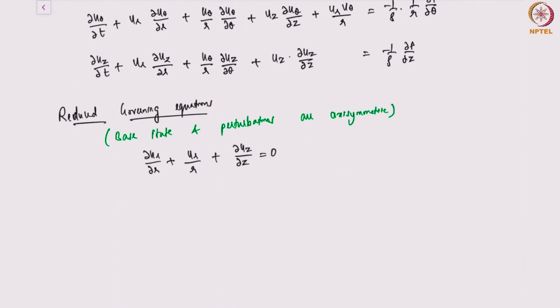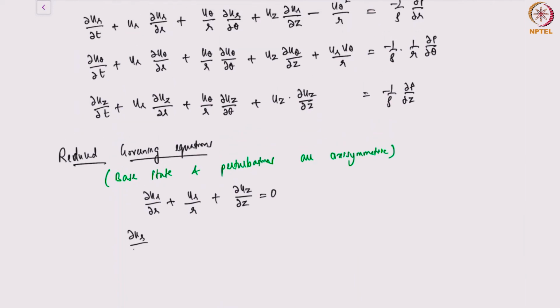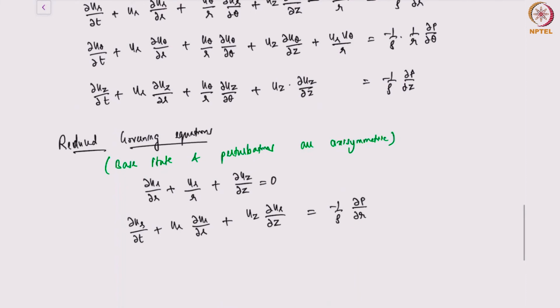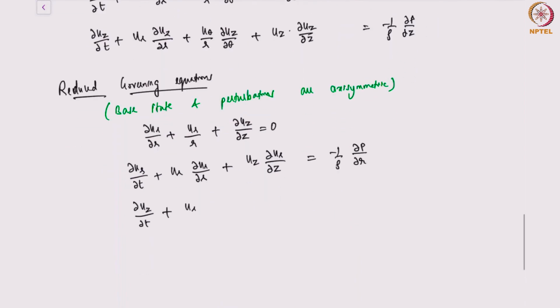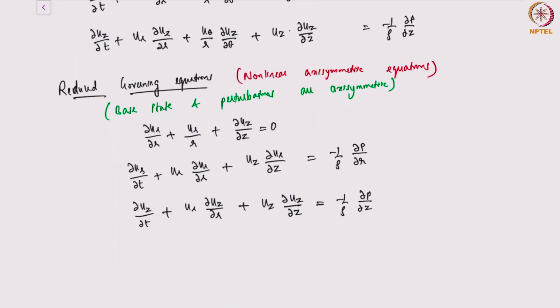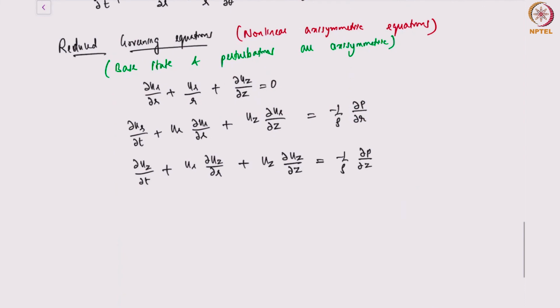Okay, the u r equation, then I don't have u theta. I have u z del u r by del z will be minus 1 by rho del p by del r, and finally I have the z equation. So what kind of equations are these? These are non-linear axisymmetric equations. So I went from non-linear non-axisymmetric equations to non-linear axisymmetric equations.